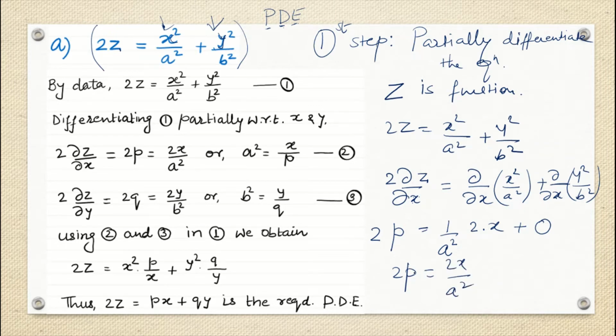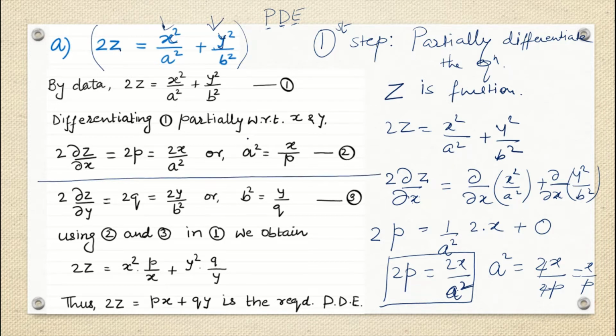Now what next can I do? I am done till here. They had said to form the partial differential equation by eliminating the arbitrary constant. So I will write this arbitrary constant in terms of all other things. So a square will go up: a square will be 2x by 2p, or a square is nothing but x by p. Till here we are done.